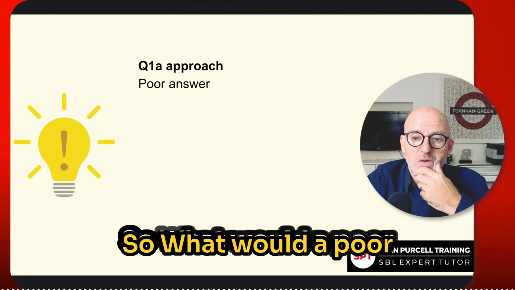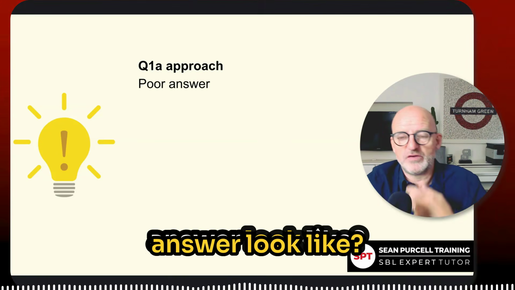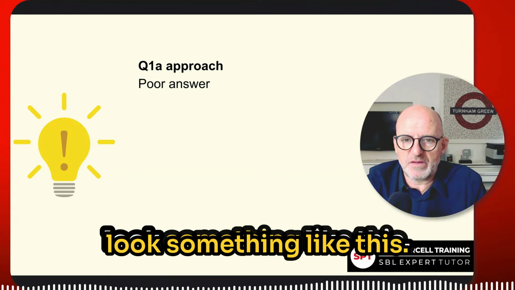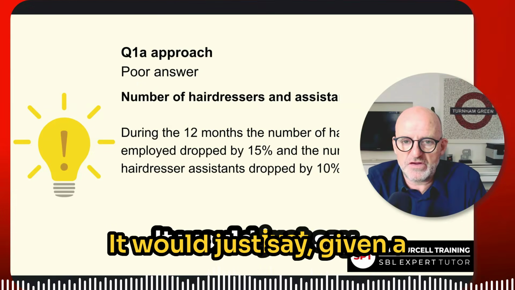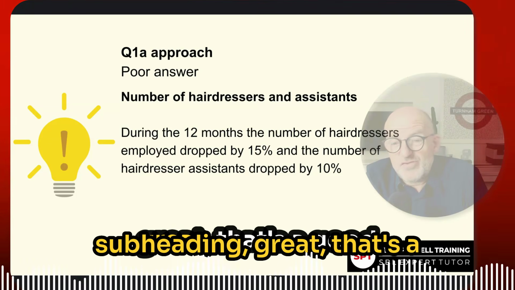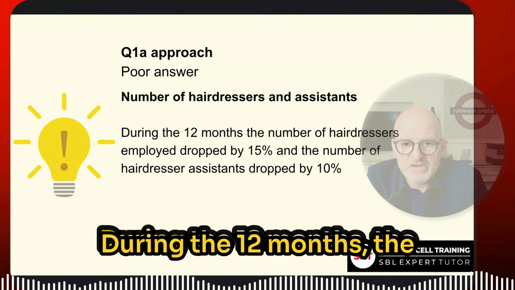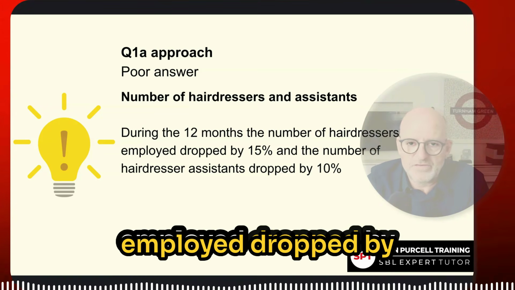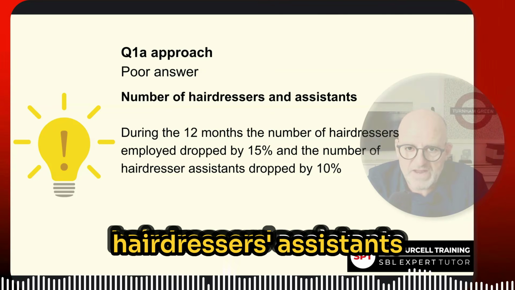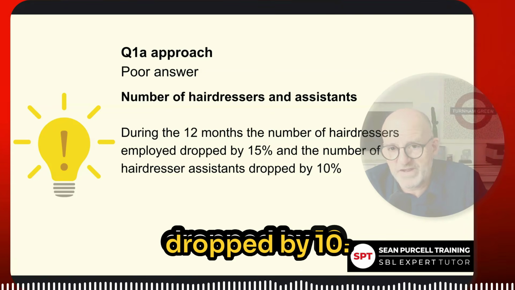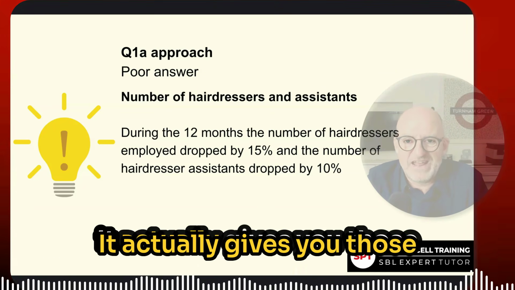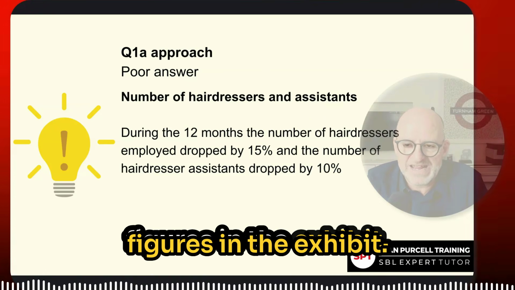So what would a poor answer look like? Well, a poor answer would look something like this. It would just say, given a subheading, great, that's a good presentational style. During the 12 months, the number of hairdressers employed dropped by 15% and the number of hairdressers assistants dropped by 10. Big deal. It actually gives you those figures in the exhibit.